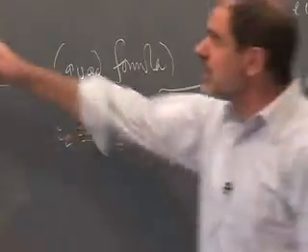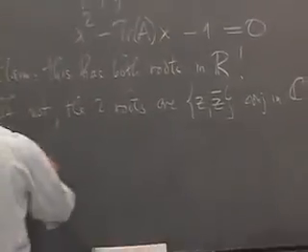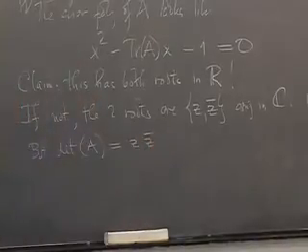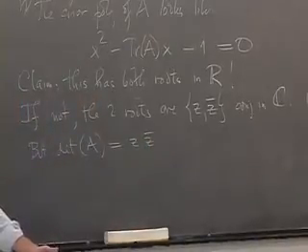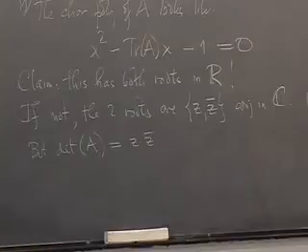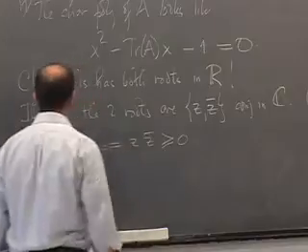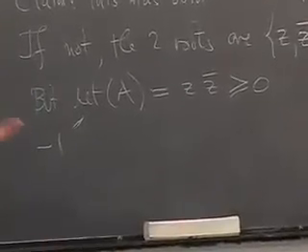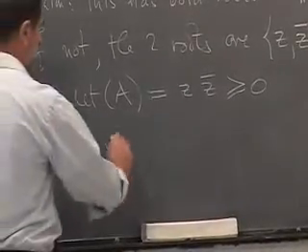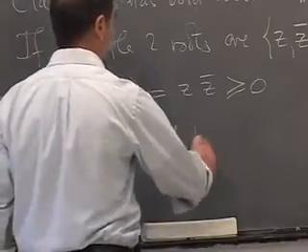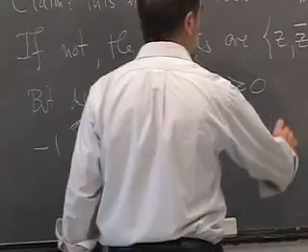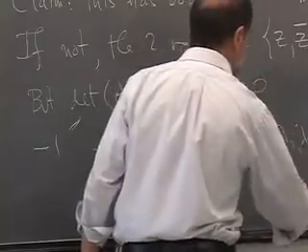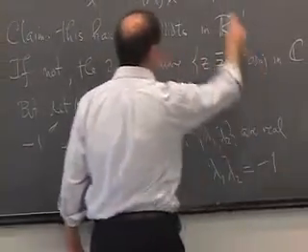Okay? Now, the determinant would be the product of the two roots. So it would be z times z bar. And what do we know about the product of a complex number by its conjugate? It's positive. Good. But on the other hand, the determinant of A was assumed to be minus 1. So therefore, we get a contradiction. This implies the two roots are real. Let's call them lambda 1 and lambda 2, and they are real. And their product is equal to minus 1. This term here.